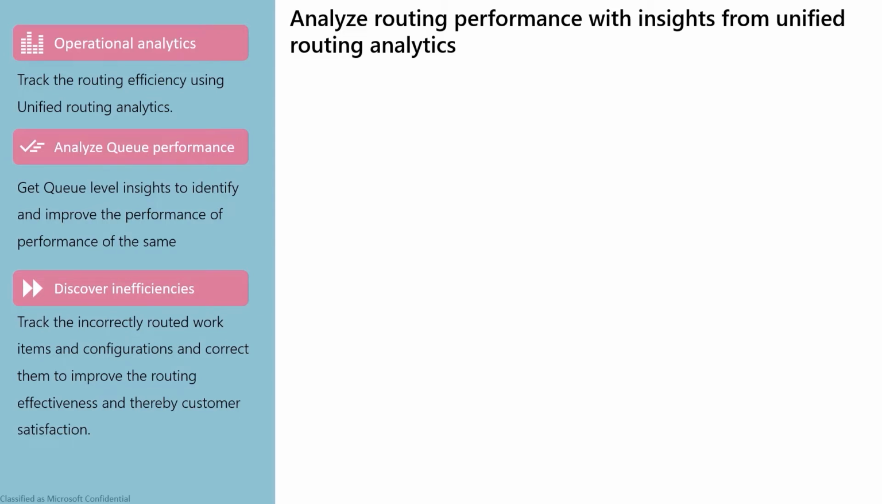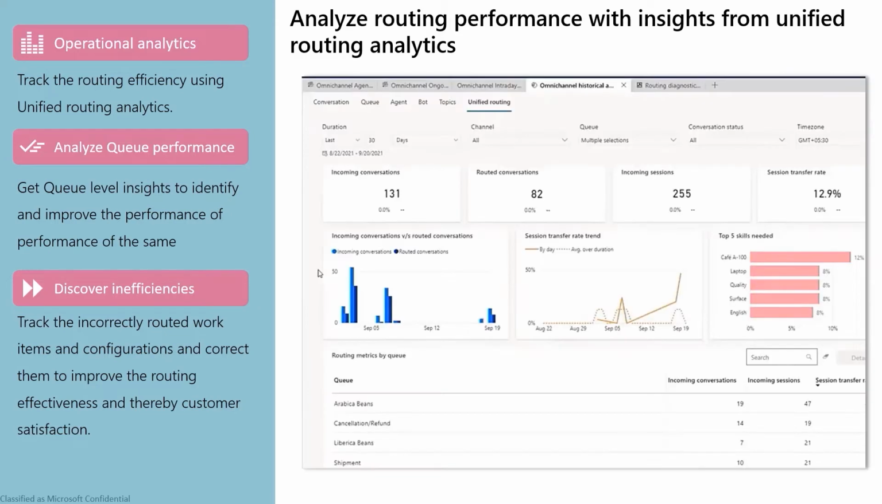They are asking questions like, why is this work item in my queue? One of the queues is unreasonably overloaded, while another queue is nearly empty. What is happening? Agents in my queue are complaining about work items showing up that belong in another queue. What is wrong with routing? So, to address these kinds of questions, your staff can use analytics.